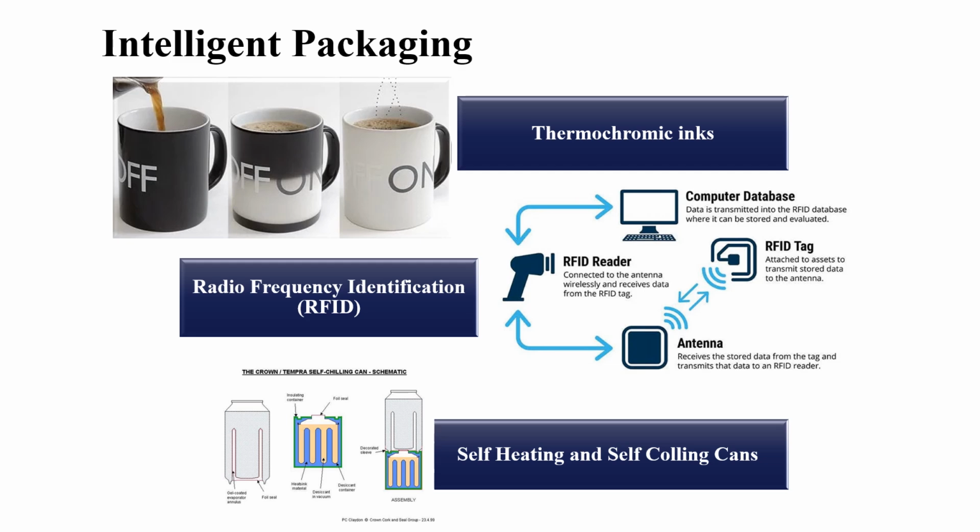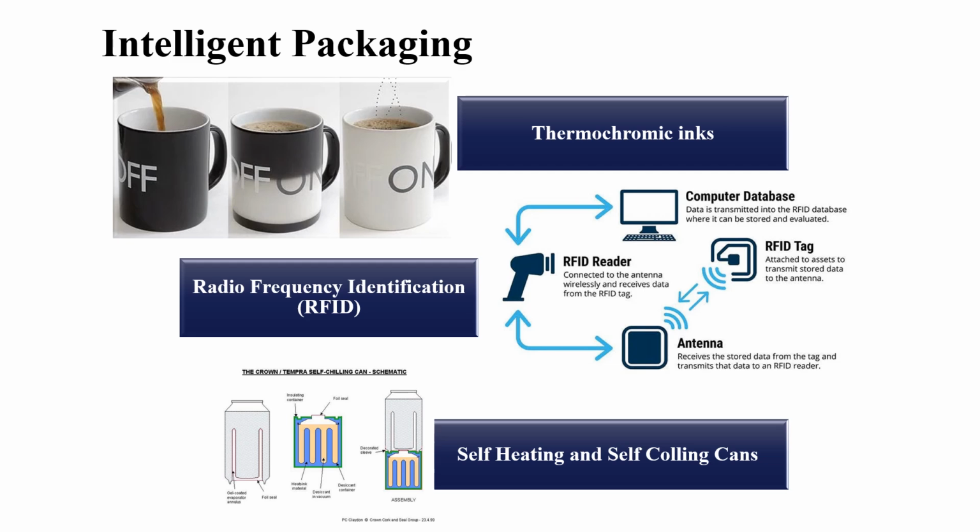Now the intelligent packaging, in which we will see the thermochromic inks, the RFID, and the self-heating and self-cooling cans. In thermochromic inks, you have probably seen this before, packaging or products that change color based on temperature. The mug shown in the image has a thermochromic ink that changes color when hot liquid is poured in. It visually shows the change from off to on, indicating the liquid is ready to drink.